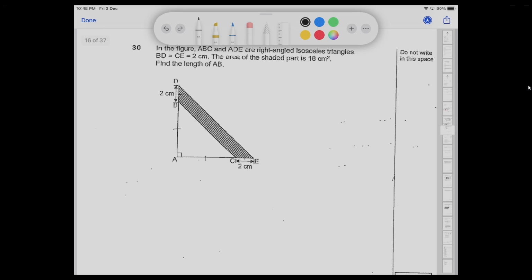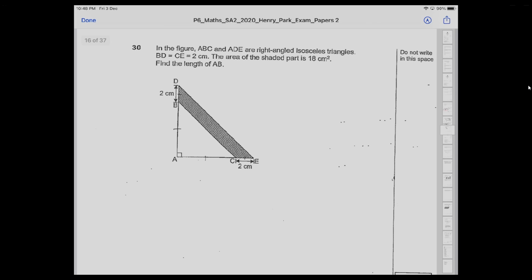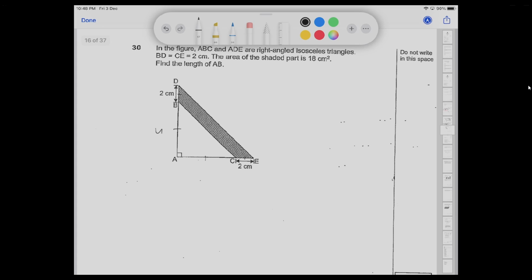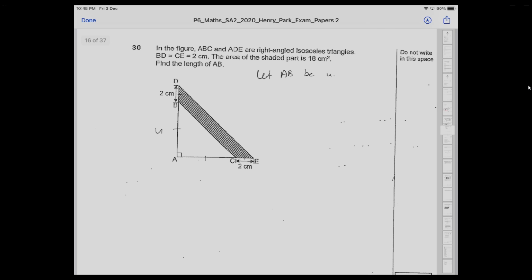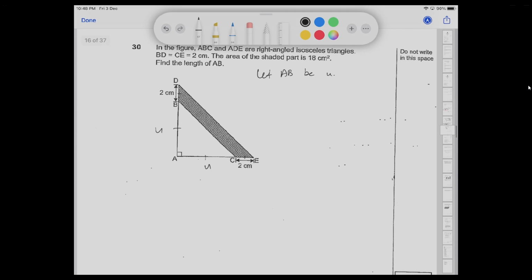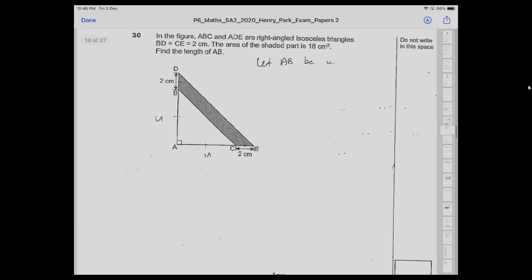For this, you definitely have to use algebra. You just call this U, right? So let AB be U, something like that. So naturally AC will be U, because this is an isosceles triangle, and AB equals AC, right? The lengths are the same. So this question deals with area. So we simply make certain equations.